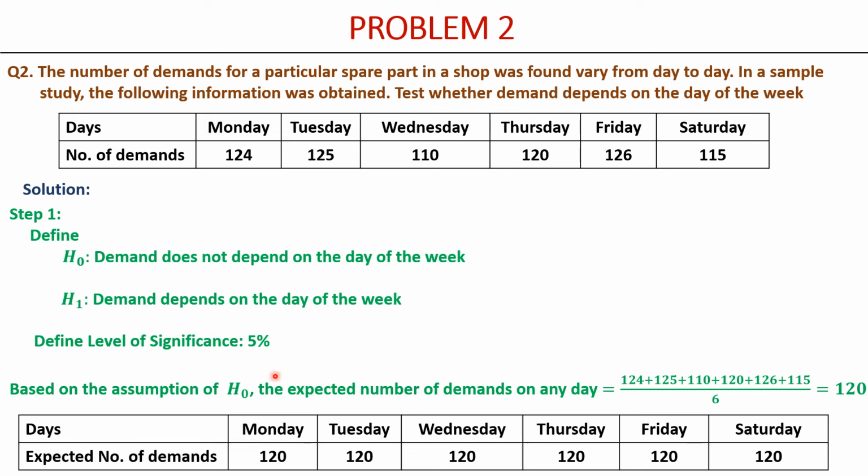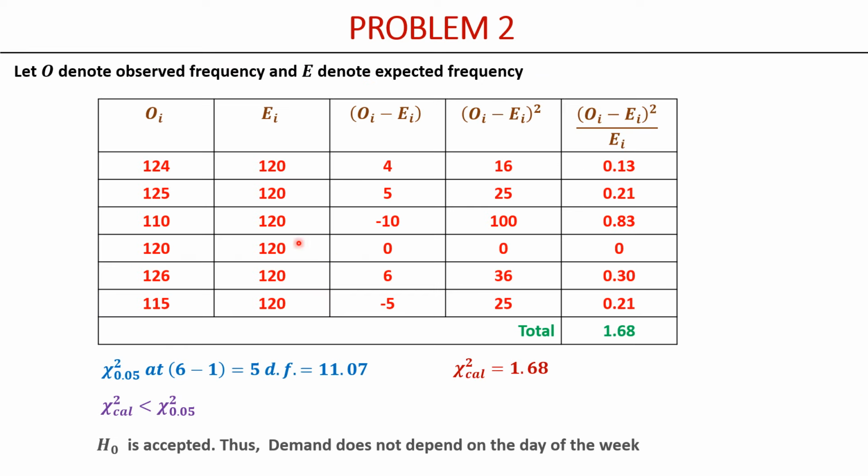So these are the observed values, these are the expected values, and then we can frame the table as we explained earlier. So OI values are given to us. Expected value is 120 on every day. The differences, square of the differences, these divided by each EI, that is 16 divided by 120, 25 divided by 120, and so on. The total calculated value is 1.68, whereas the table value for 5 degrees of freedom is 11.07. Calculated value is less than the table value, so H naught is accepted. So that means the demand does not depend on the day of the week. So that's how we have planned out and we have concluded the result.